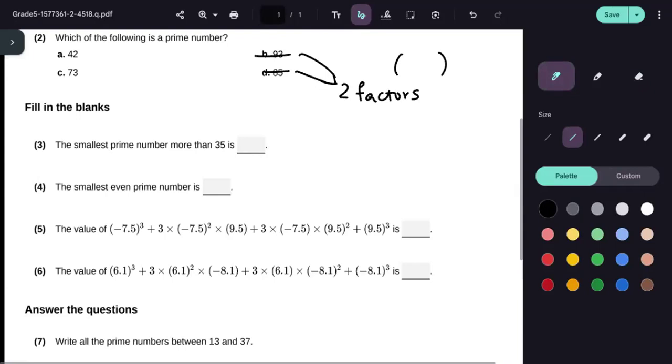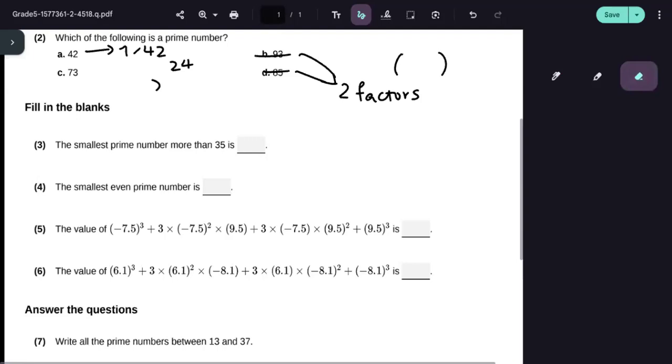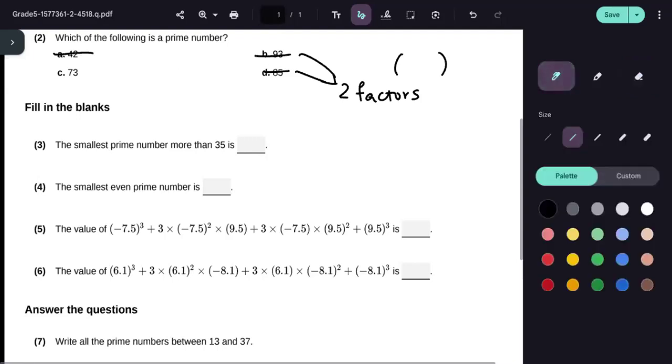Okay, now comes the tricky one. We have 42 and 73. Now 42 we also know is out because 1 times 42, we still have what? Yes, 2 times 24. What else? 6 times 7. You see there are so many factors of 42. So this one is also confirmed out. Okay, so now your only answer is, die plus chop chop, is C, 73.